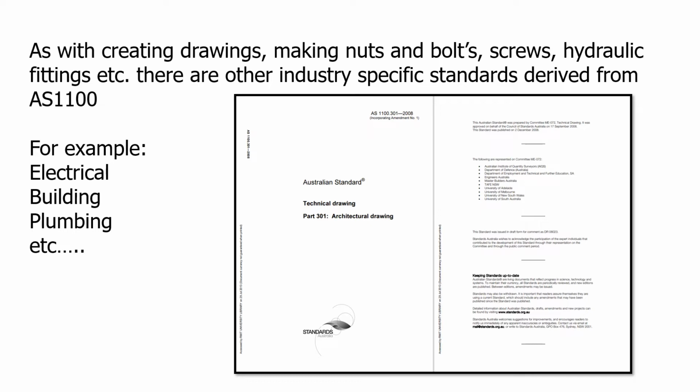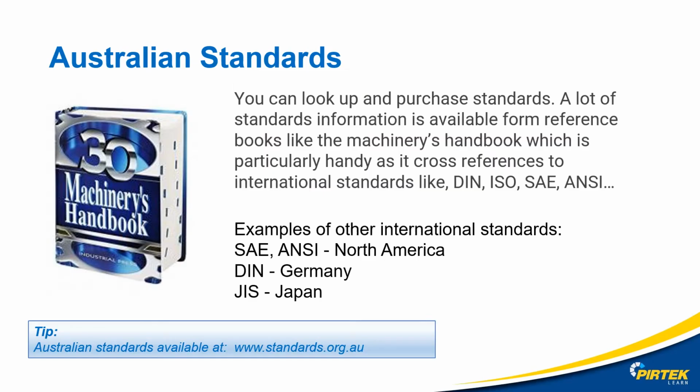This AS 1100 standard didn't just pop out of the blue. It's mapped back to the International Standards Organization, which is an international organization that ensures that drawings, irrespective of where they're created, can be read irrespective of what language the person speaks. You can purchase the Australian Standard from standards.org.au. Another useful resource is the Machinery's Handbook, as there are some cross-references to other standards.